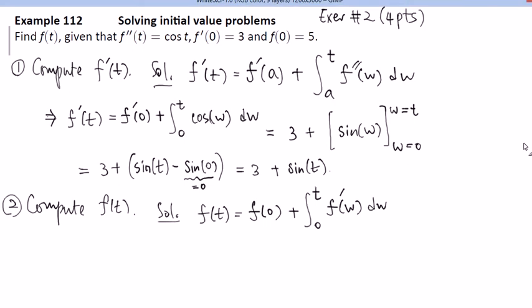Alright, so we have all the information. We know the full formula of f prime. We know the value of f of 0 that's given in the problem. So we can compute this one.